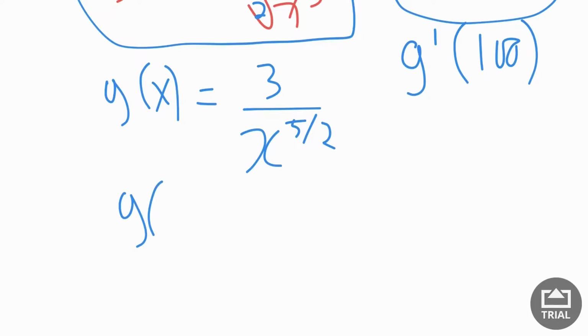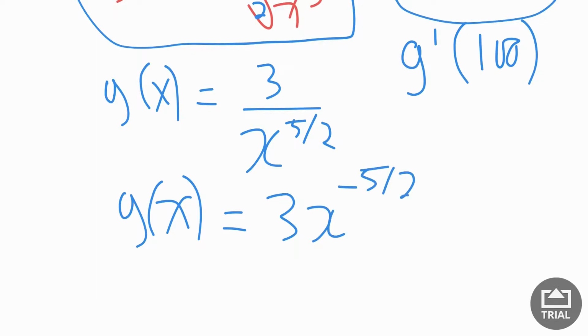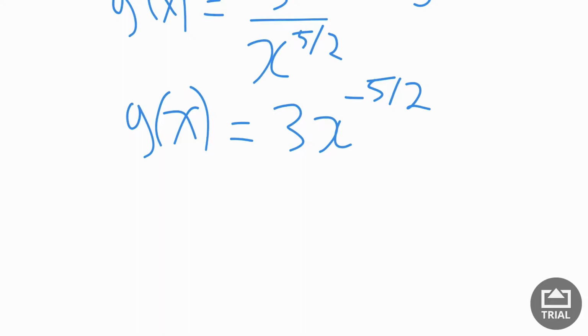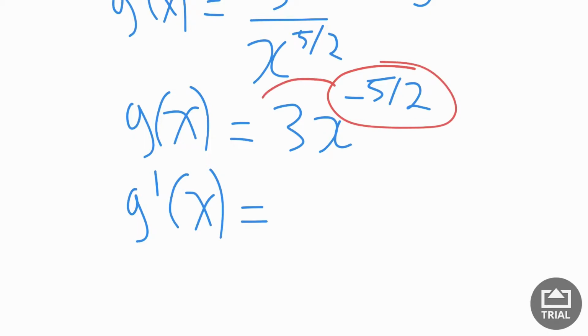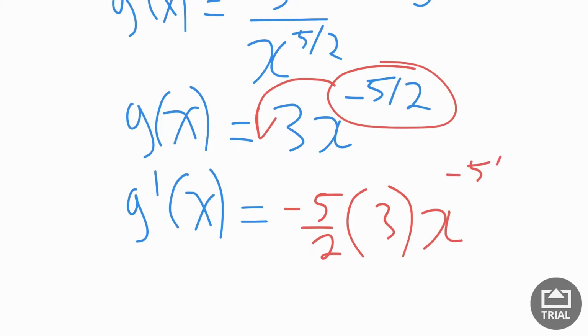So I can apply my power rule. So g of x will equal 3x to the negative 5 over 2. Now we can apply our power rule. g prime of x will equal... So what I want to do is take this and bring it to the front. It multiplies into the coefficient. So I have negative 5 over 2 multiplied by that 3, x to the negative 5 over 2 minus 2 over 2.